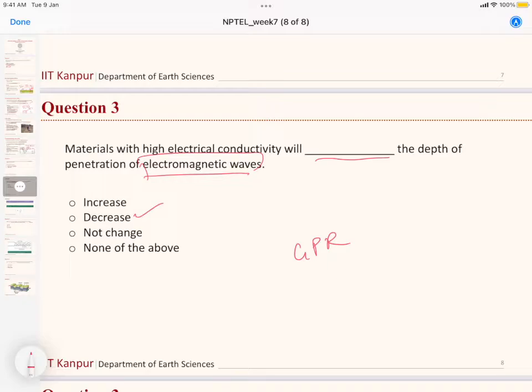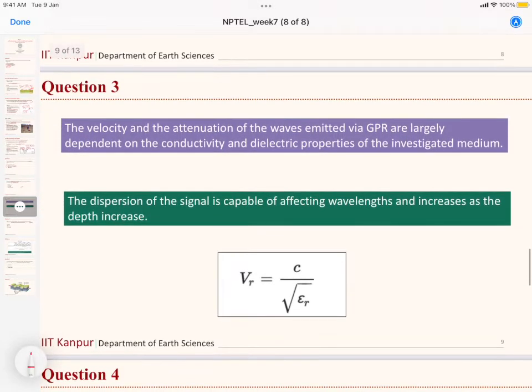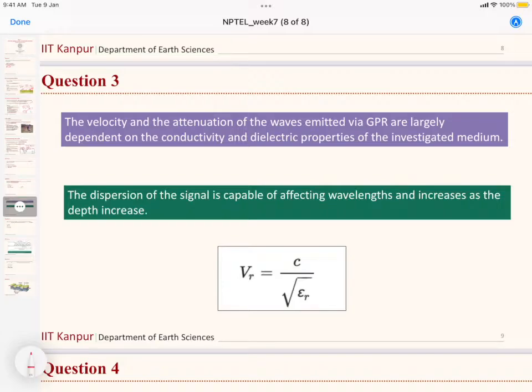Now let's understand a few details, like why it is happening. The velocity and the attenuation of the wave emitted via GPR are largely dependent on the conductivity and the dielectric property of the investigated medium. As I have discussed earlier also, in GPR mainly two material properties play a crucial role, that is the conductivity and the dielectric properties. Now due to these properties, what happens? The dispersion phenomenon happens. Now, what is dispersion?